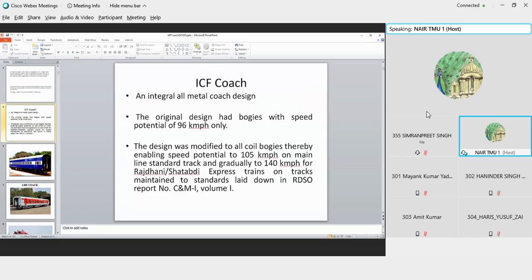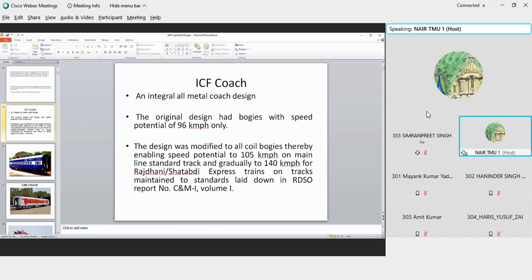So the ICF coach is an integral all metal coach design. What is meant by this, we will see. The original design capability was 96 kmph, which we upgraded to 140 kmph. And you would find that earlier all the Rajdanis and Shatabdis were running with ICF, though they are now getting replaced with LHB. LHB has a 160 kmph potential, which can be upgraded up to 200 kmph.